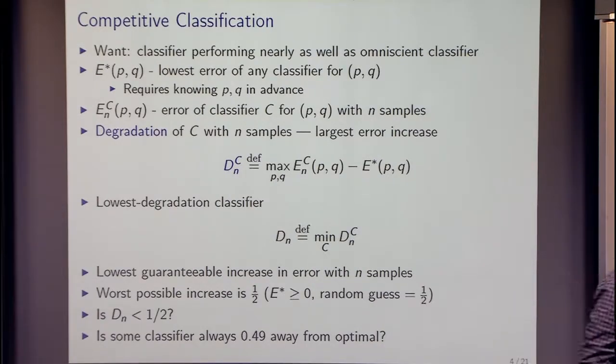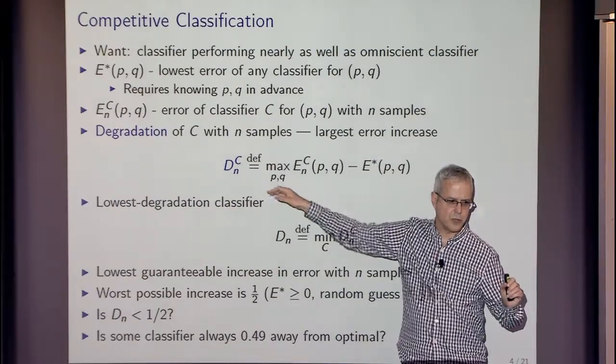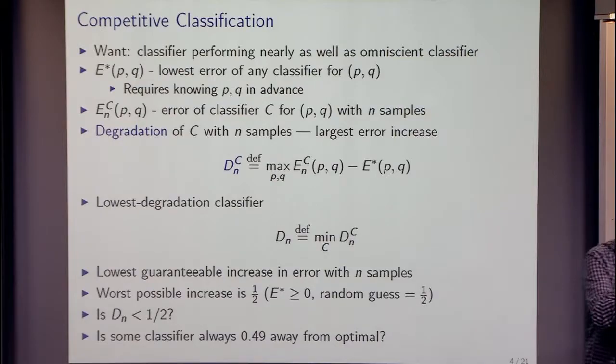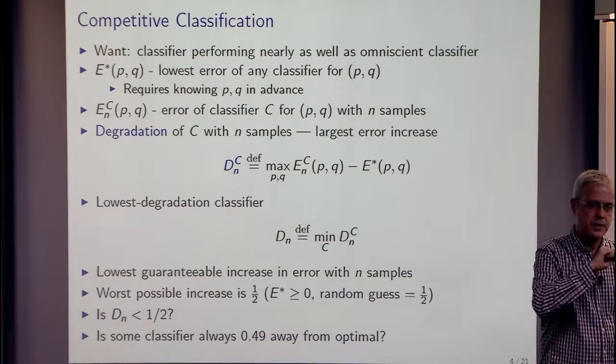Why do you use the word always? I don't understand the word always. Because we're looking at the maximum over all pairs of distributions P and Q. You can come up with a classifier that will be very good for two specific distributions, but will be bad for two other distributions. And the issue is that you don't know ahead of time what the distributions are. So you want a classifier that will work for every P and for every Q.